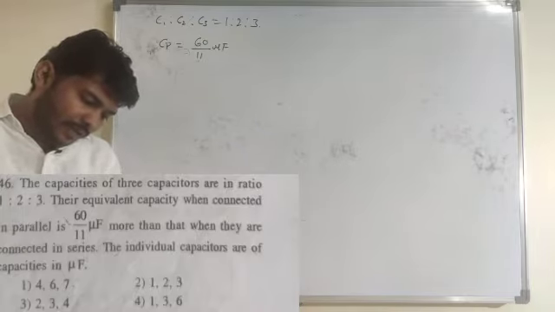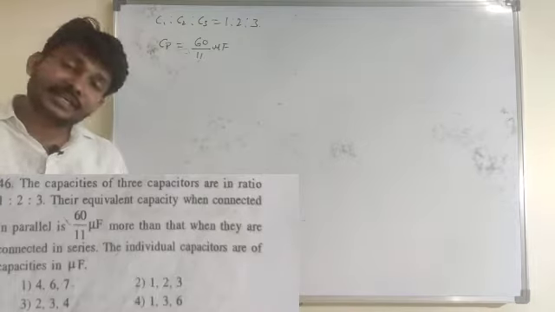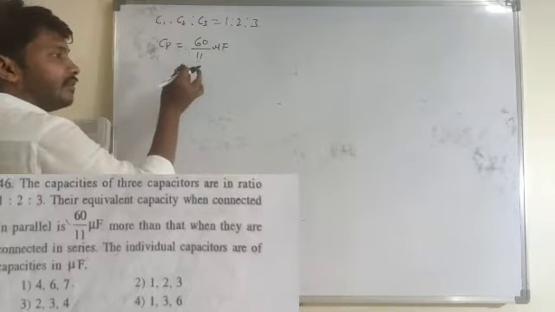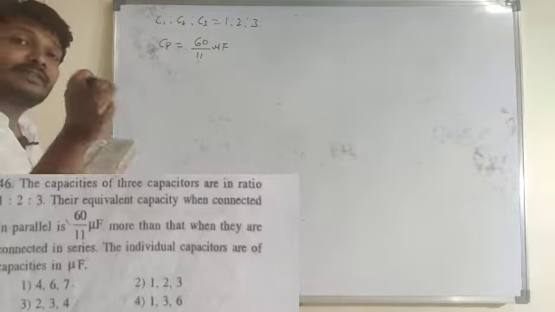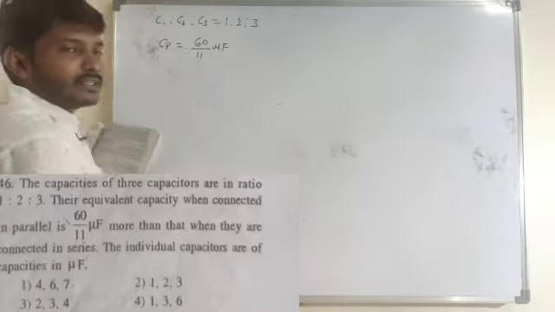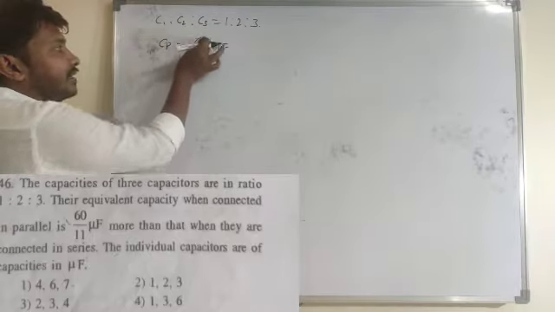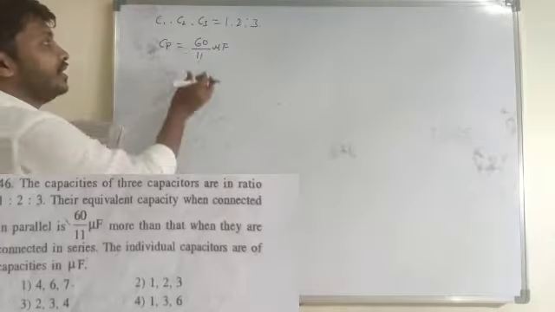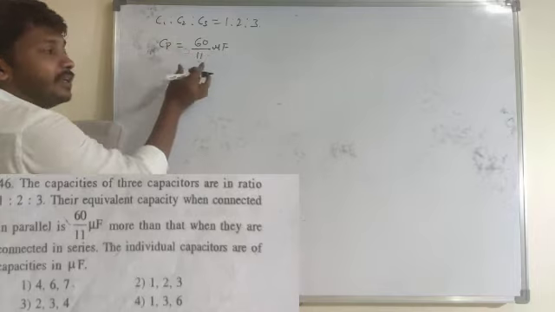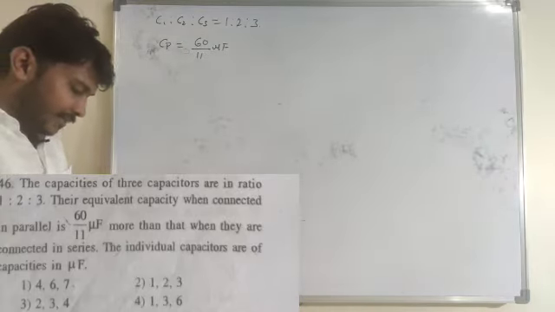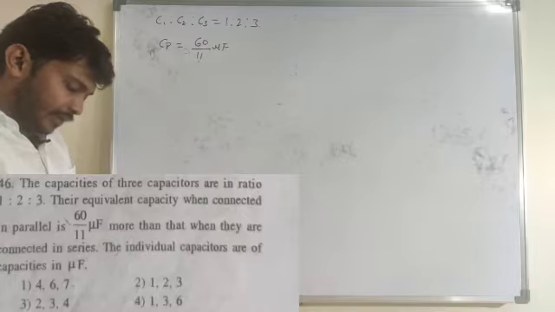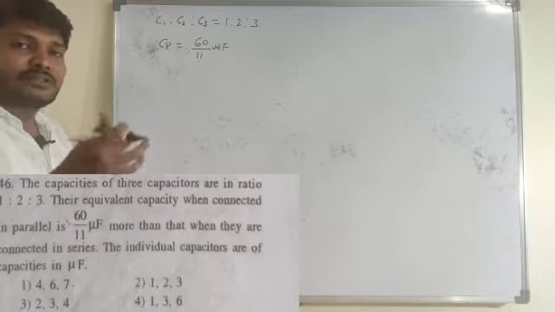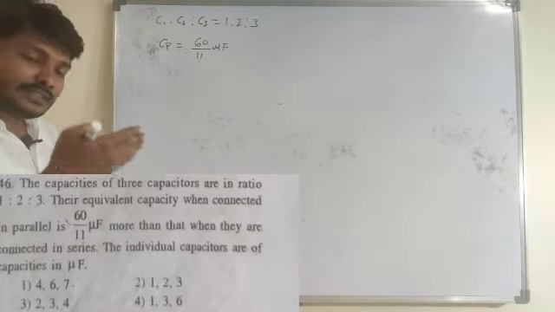So in case of series combination, it is 60 by 11 microfarad less. If you connect these capacitors in parallel combination, you will get 60 by 11 microfarad more than when connected in series. If you connect them in series combination, you will get less than that. So in case of series combination, effective capacitance is less here.